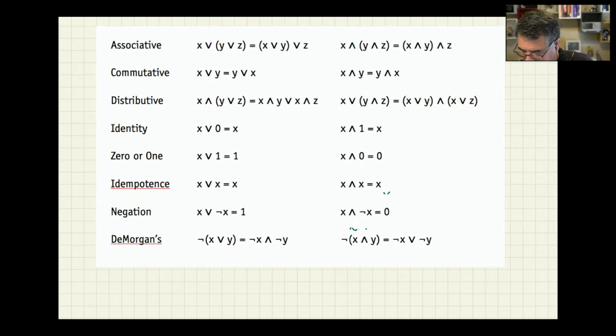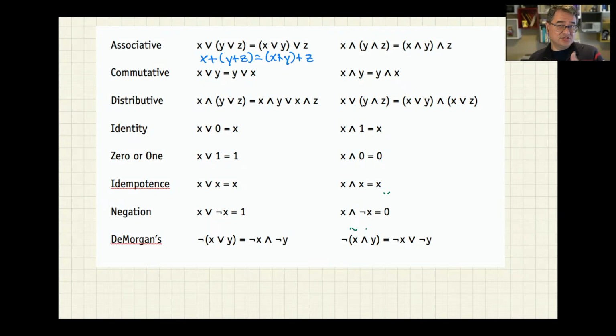So this first one here, the associative, I'm just going to replace the or, the V, with a plus. And when there's a multiply, I'm either going to put a dot or I'm just going to join the two variables together. So this is x plus y plus z is equal to x plus y plus z.